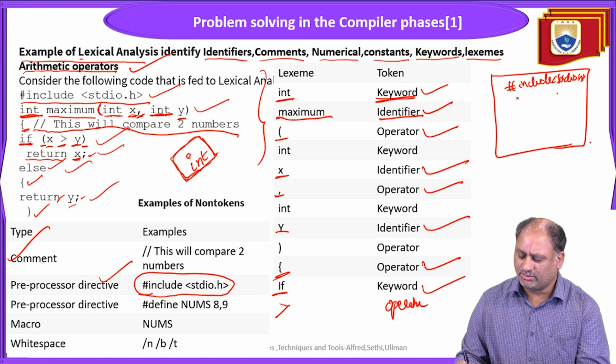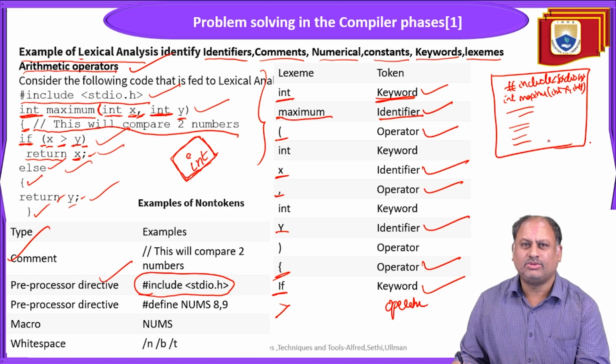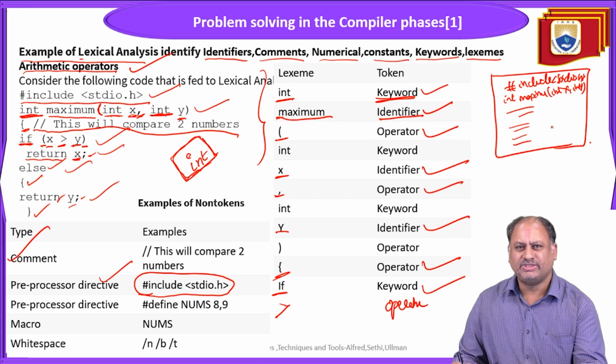At the initial step of this phase, the first line of code available is integer max of int x comma int y. These statements are kept as source program instructions. It is a high level language, and the computer can't understand this high level language. The compiler converts the high level language into machine code.